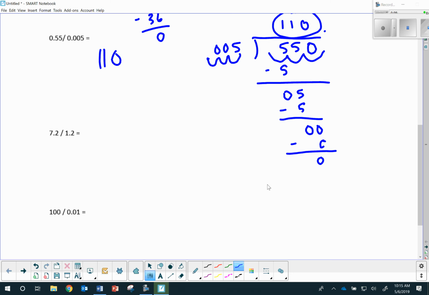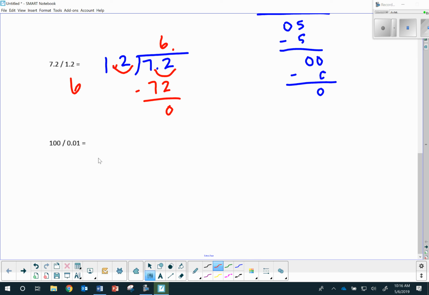All right. Again, same thing. I'm dividing 7.2 divided by 1.2. Move my decimal over one place in my divisor. Same thing in my dividend. Move it straight up. Now we're dividing 72 by 12. I know that goes 6 times. 12 times 6 is 72. Subtract and get 0. Therefore, my answer is simply 6.